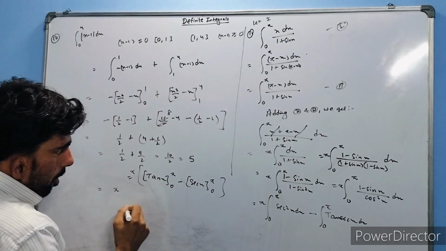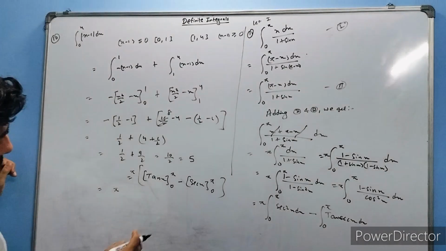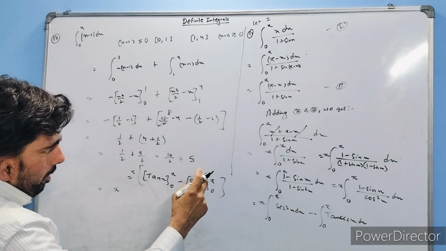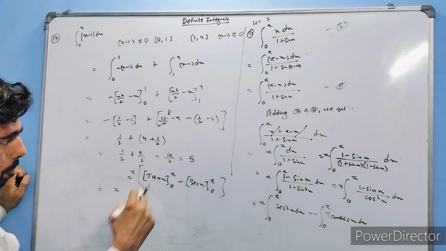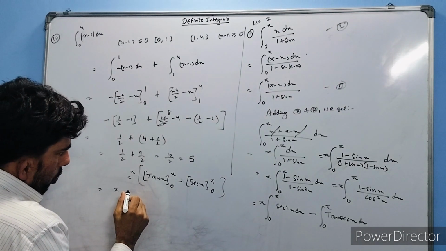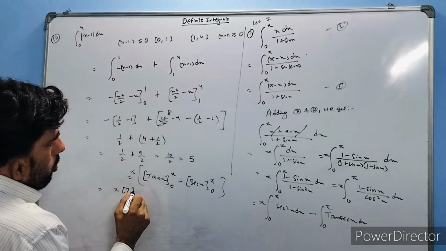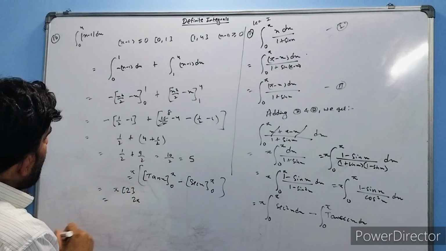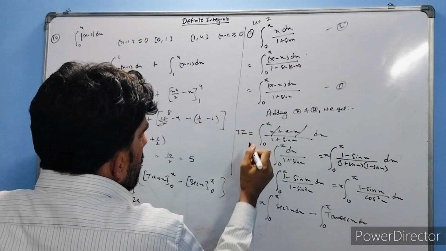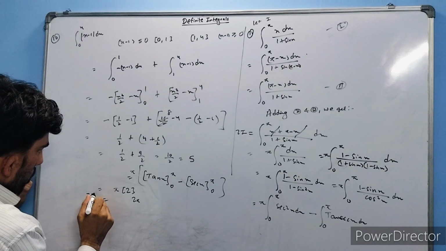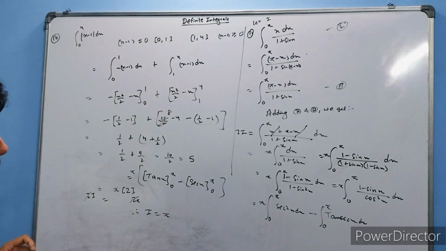Now sec 180. If I calculate sec 180, I will get 1, and sec 0 is 1 upon cos 0. So cos 0 is 1. So 1 plus 1, it will be 2. Okay, so I got 2 here. Now I got 2 pi. Here we have taken 1 plus 1, 2. So now what I got here, 2I is equal to 2 pi, so therefore I is equal to pi.